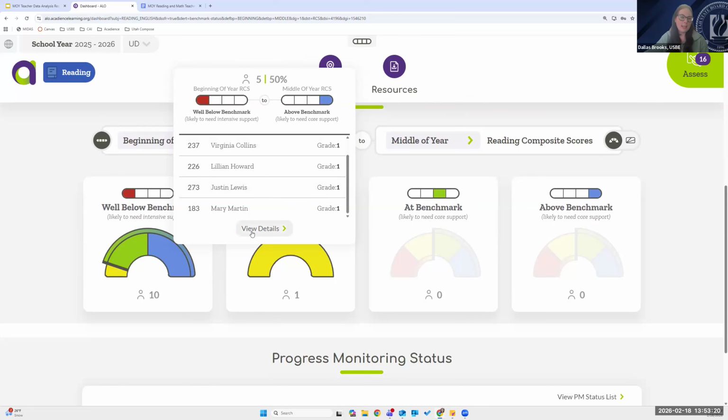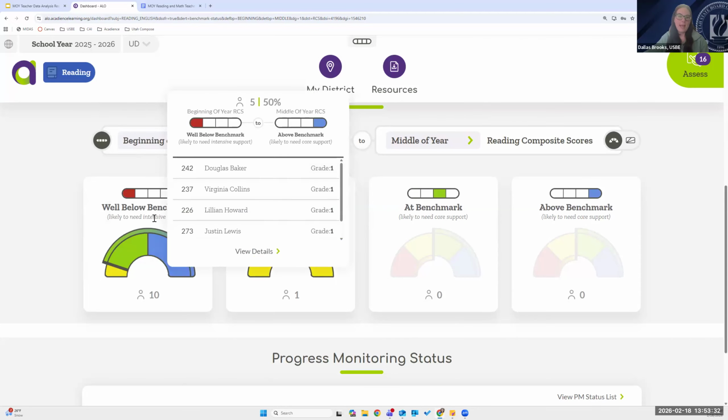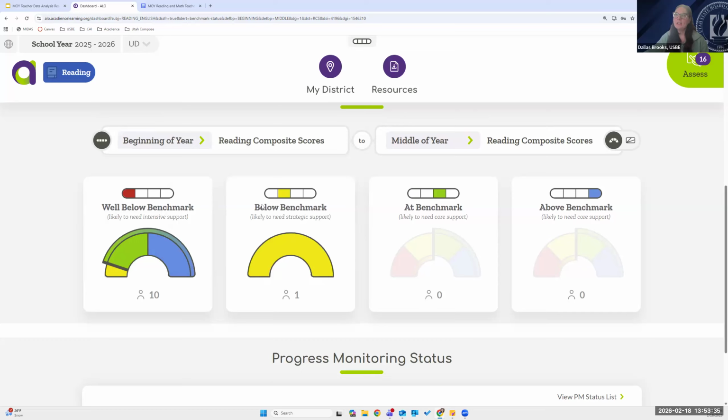You can also always click on the view details, and that will take you to the students' assessments to get a better idea of what those students were doing. So we're going to look at that for each of our cohorts. So we've got our students who started red at BOY, our students who started yellow at BOY, students who were green and blue at BOY.